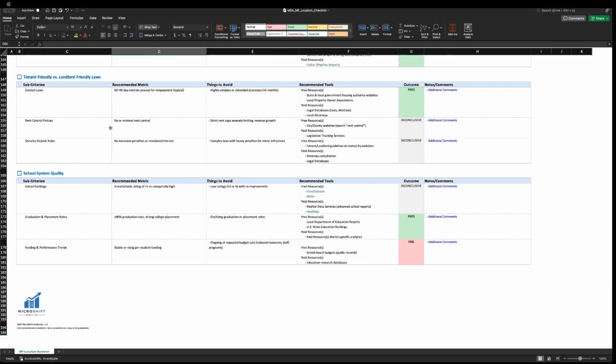Rent control policies, that's another area that a lot of investors avoid. Look for areas where there's no rent control or minimum rent control. Avoid areas with strict rent caps, severely limiting revenue growth.